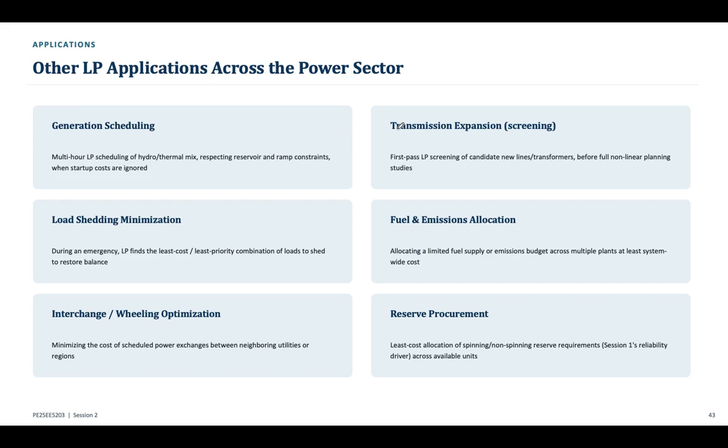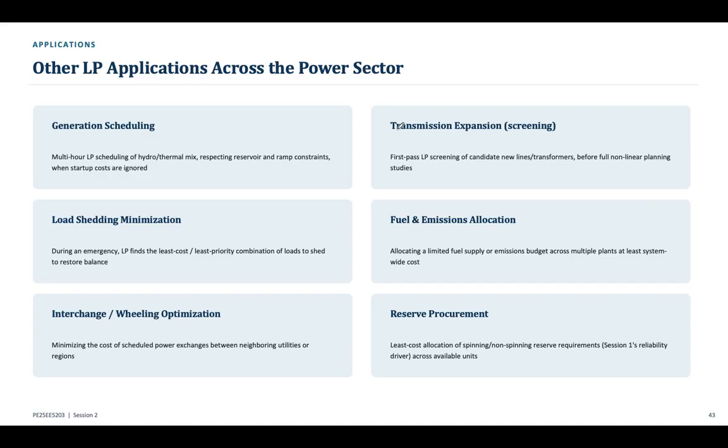The second is transmission expansion screening. LP models can be used as a first stage screening tool to identify promising candidate lines or transformers before detailed nonlinear planning studies. The third is load shedding minimization during an emergency. If demand cannot all be served, an optimization model can determine which loads should be curtailed while minimizing a specific penalty or priority cost. The fourth is fuel and emission allocation. If fuels or emission allowances are limited, LP can allocate those resources across generators in a cost effective manner.